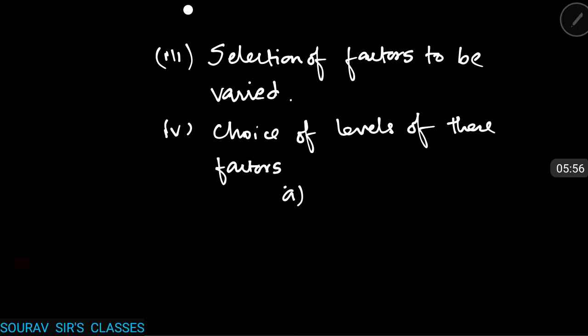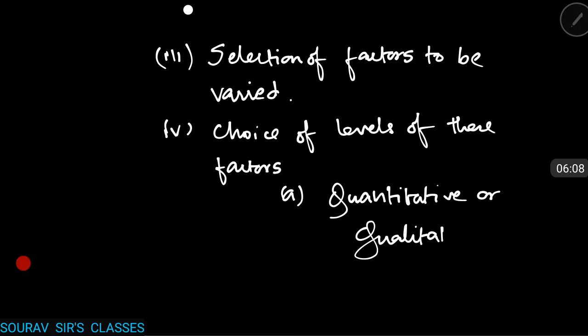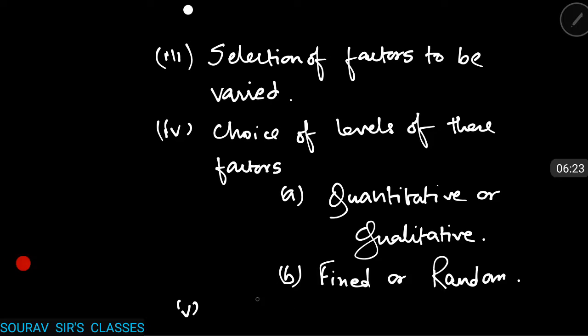Which has further quantitative or qualitative, and fixed or random. And number 5, how factor levels are to be combined.